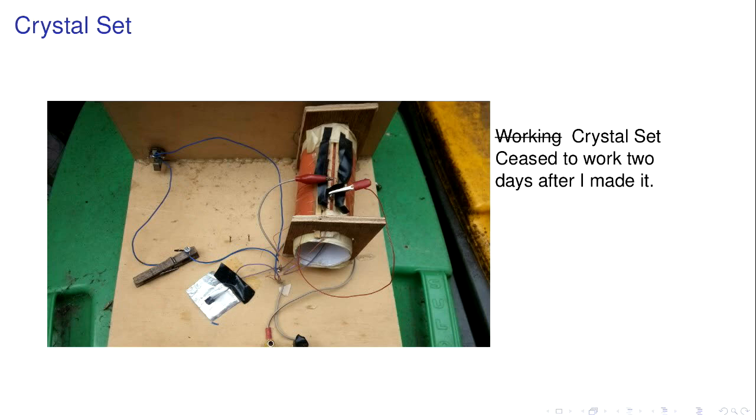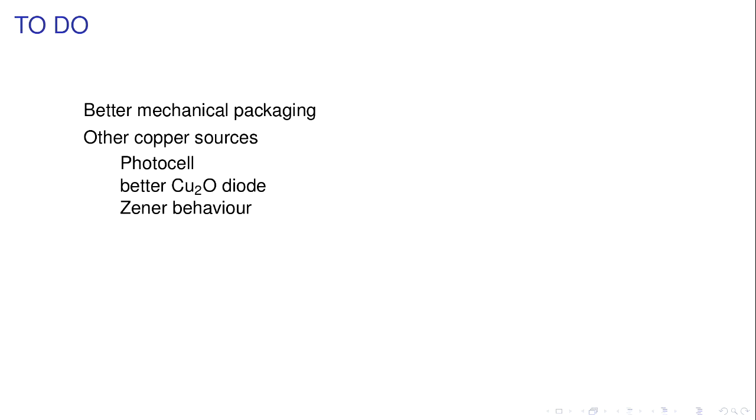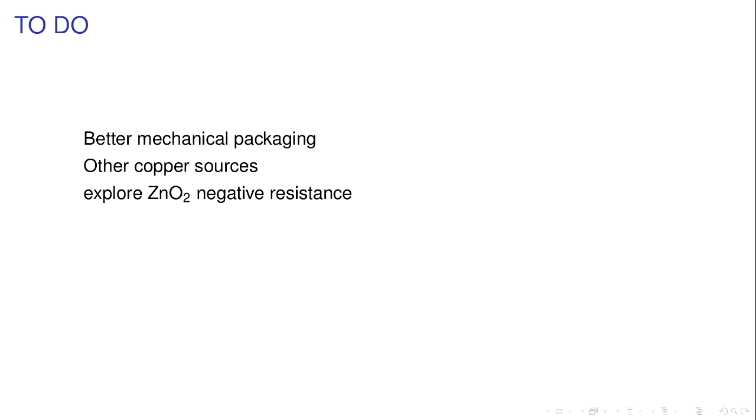What I know now is that that capacitor probably went low value, and so instead of tuning the broadcast band, it gradually got to the 160 meter band, then the 500 meter bands, then the very, very low frequency band where there isn't any activity. So what I've got to do now is work on better mechanical packaging, other copper sources, explore zinc oxide negative resistance, which I didn't get around to talking about today, unfortunately.